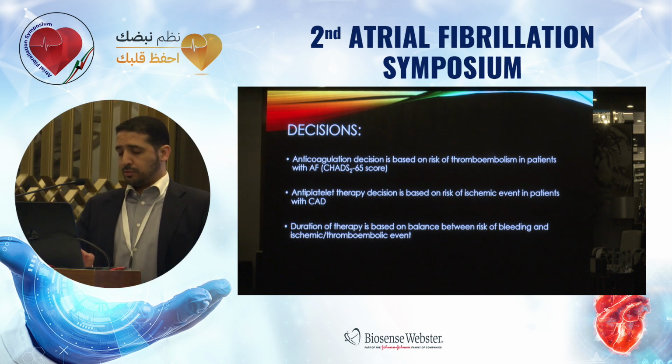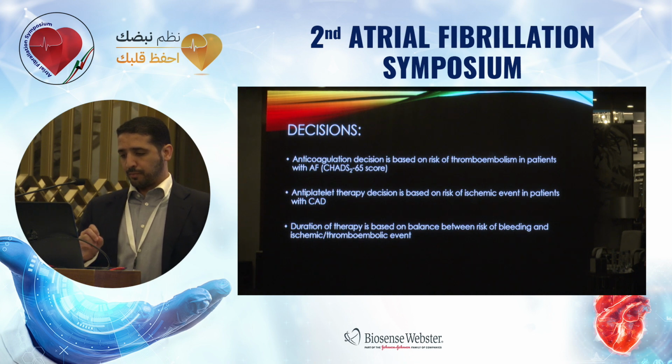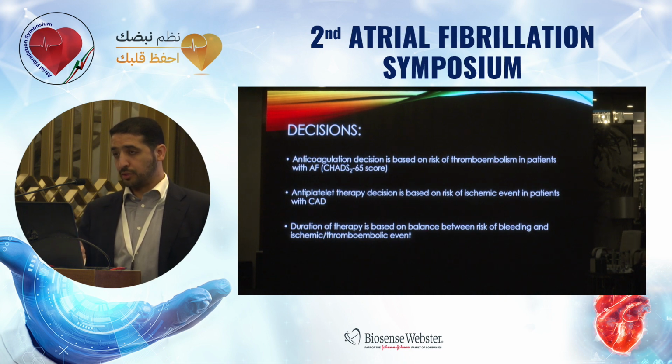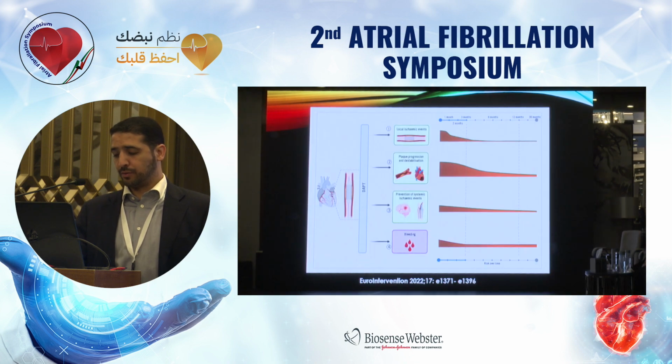There are 3 decisions that you need to make in planning the treatment of this patient. The decision about anticoagulation is based on the patient's score, the CHA2DS2-VASc or the CHADS score. The other decision is about the antiplatelet: which antiplatelet you want to use and for what duration. The antiplatelet therapy decision is based on ischemic events, and the duration is based on the risk-benefit ratio.